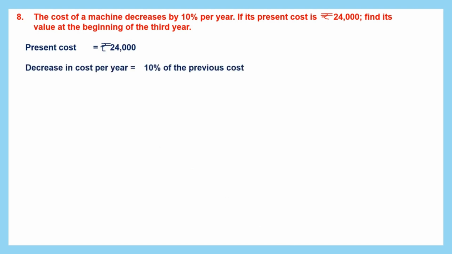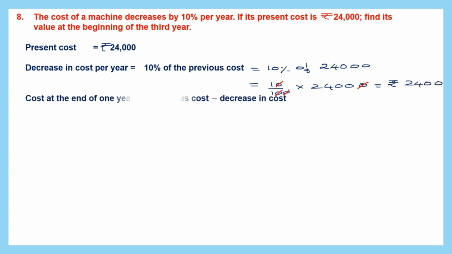Then the decrease in cost is 10% of the previous cost. So this is 10% of the previous cost is 24,000 rupees. So this is 10 by 100 into 24,000. So here let's simplify this. I can remove 1 0 here, one more 0 here. So what do I have? I have 2,400. So decrease in cost per year is 2,400 rupees.